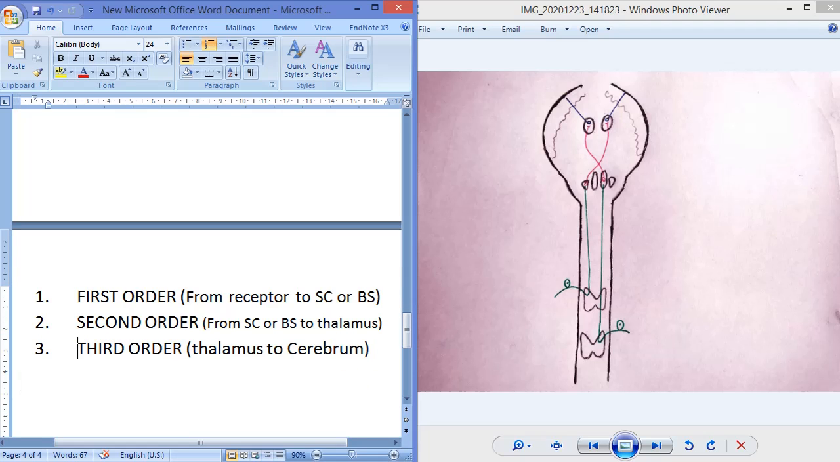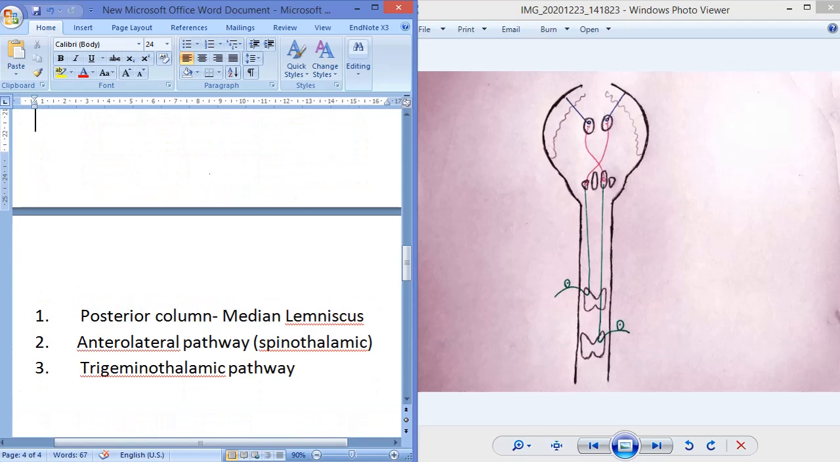And now coming towards the first pathway, the posterior column medial lemniscus pathway. This diagram depicts the posterior column medial lemniscus pathway. In this diagram, we can see that the first order neuron enters the spinal cord and goes directly to the brain stem. From the brain stem, the second order neuron starts and goes to the thalamus, and the third order neuron goes from the thalamus to the respective cerebral cortex.